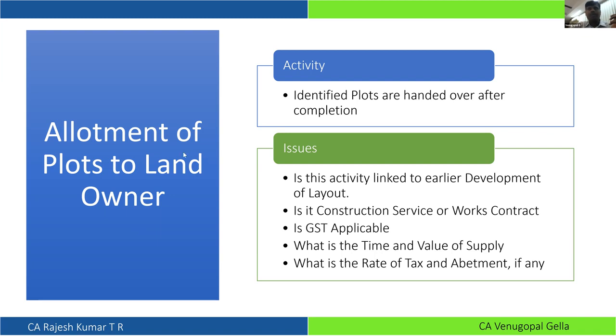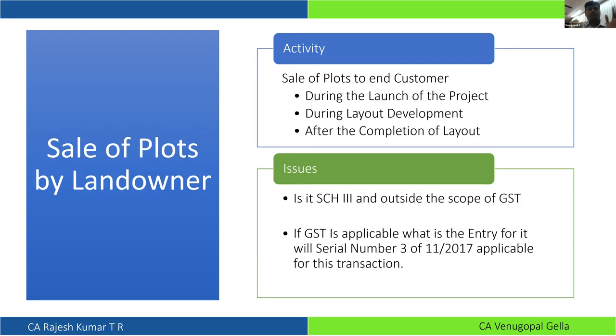All right. So then let's go to the next aspect, where the plots have been allotted to the landowner and the landowner is selling them. He can sell the moment a JD is done and the project is launched. He can sell during the course of the layout formation. He can sell after the completion of the layout, at any given point of time.